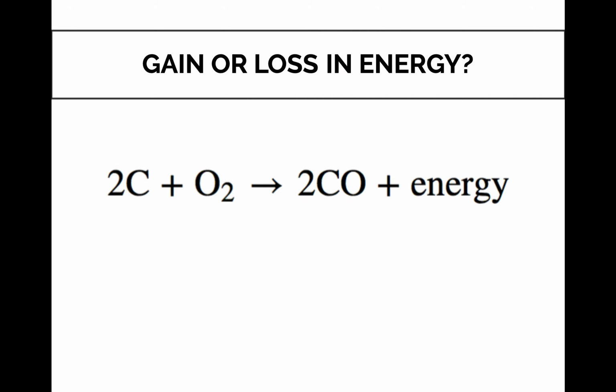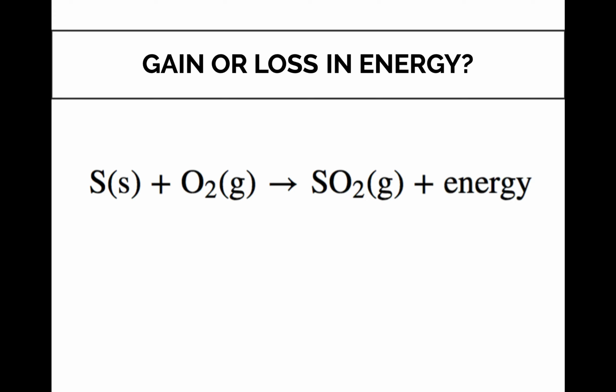We can also look at this in terms of chemical equations. We have carbon and oxygen coming together to form carbon monoxide and energy. There's nothing in our reactants, but we see that there's energy in our products. That means our chemical reaction is releasing energy. So there's a loss in energy, and this is going to be an exothermic reaction.